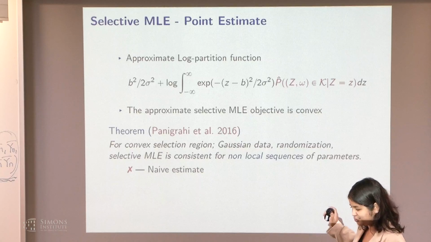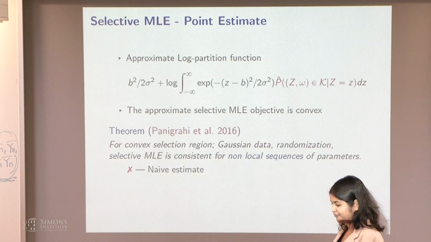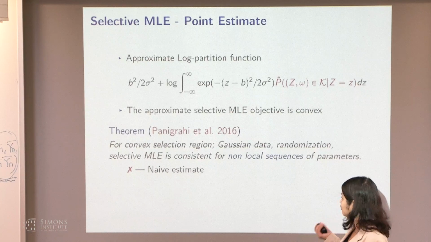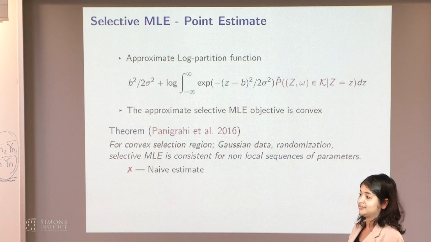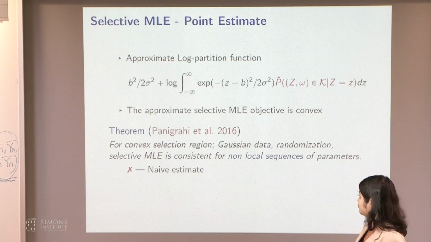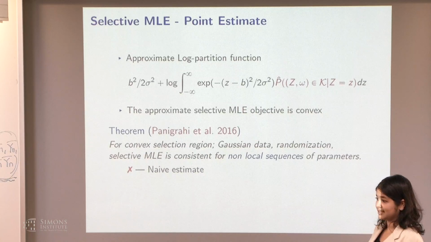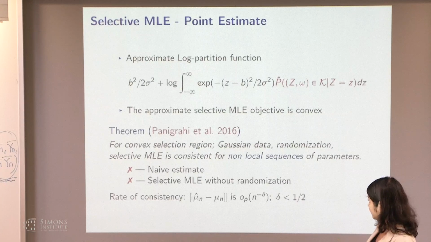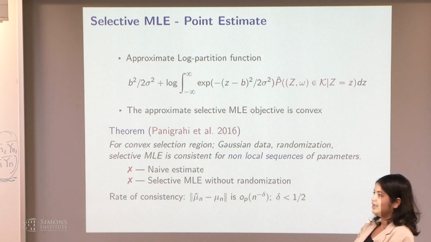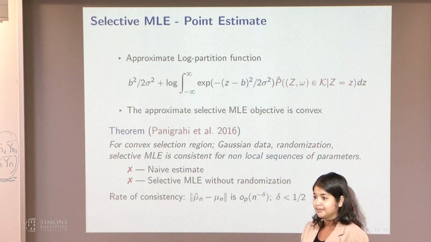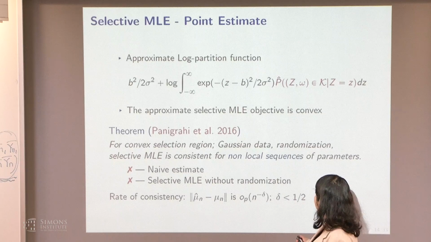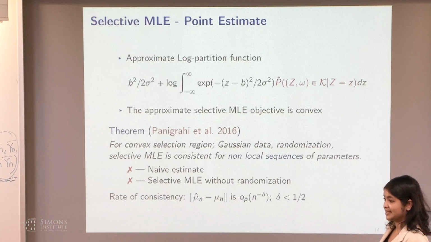Now, I don't want to go into the mathematical details of it, but I just want to point out that non-local sequences of parameters is basically a regime of inference where it's very hard to obtain consistent estimators. So, for instance, the naive point estimate is certainly inconsistent. If you look at the OLS estimator, that just happens to be inconsistent, very trivially. But if you did not use randomization and you use the selective law of Lee et al., which is also a conditional law, and you try to maximize that law and obtain the MLE, then the MLE there would be inconsistent in this regime of inference. Yes?